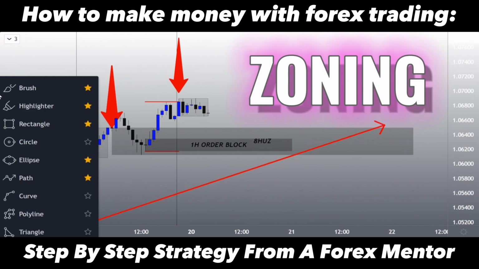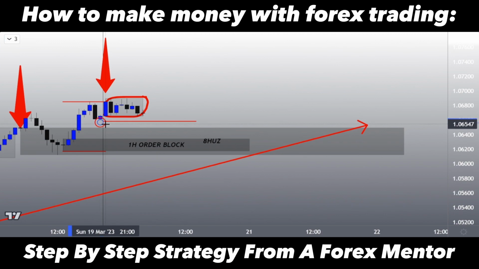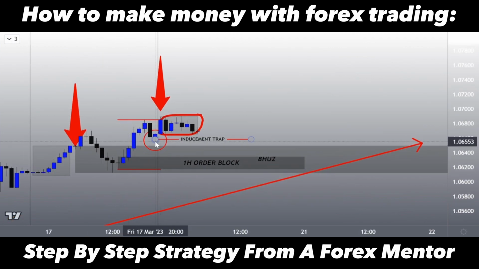Now we can clearly see that right there is our Asia session box. It's nice and small. It has consolidated. The price is going sideways. Okay. So we also have a swing low right here. This swing low is our inducement. Inducement is also known as a trap. So right here, this swing low before the price reaches our order block is our inducement trap.